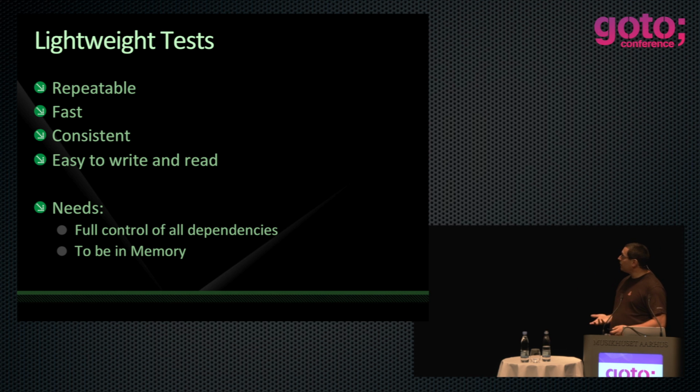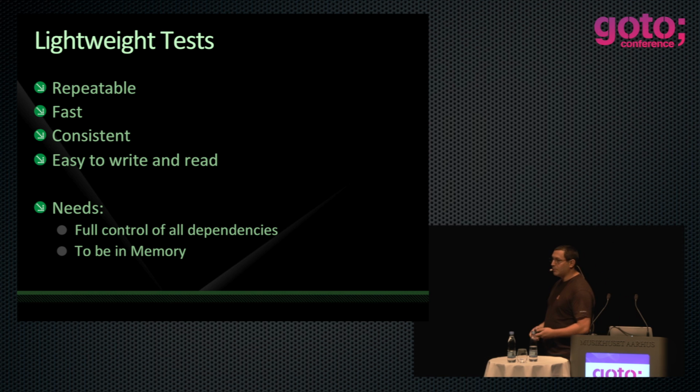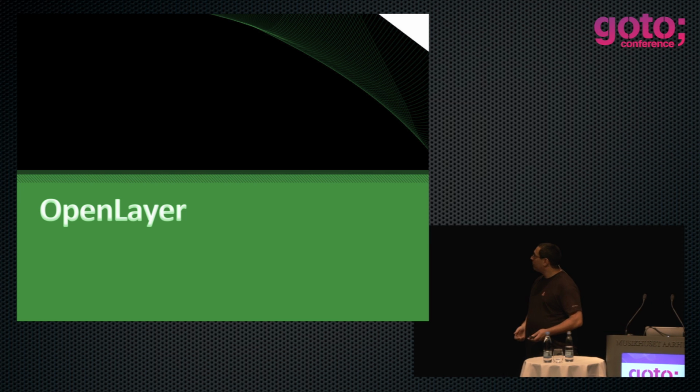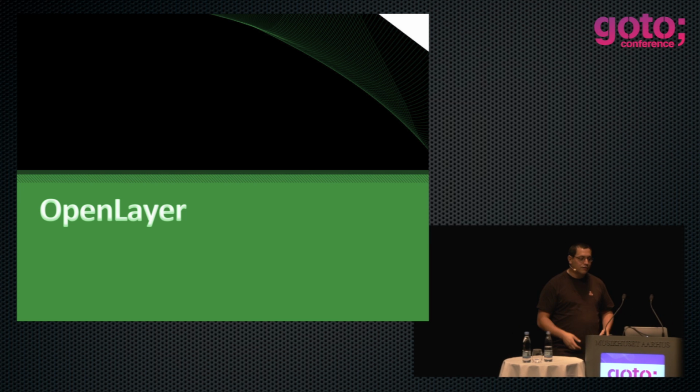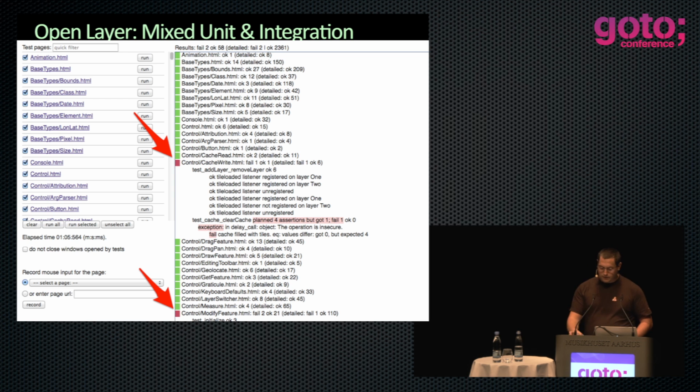To accomplish all these things, tests need to have full control over their dependencies. That means that if you have some kind of third party, you create either a stub or a mock object. And they should really be in memory so that they can be fully consistent. I'm going to give you an example from an open source project called OpenLayer. When I got the latest version of OpenLayer and I just ran all the tests, this is what happened. You can see a lot of green, but then you see some reds.